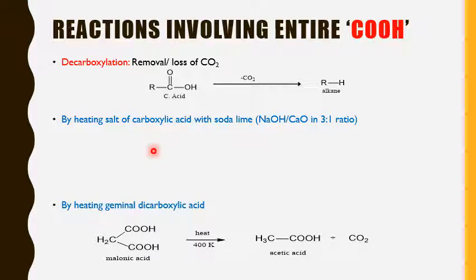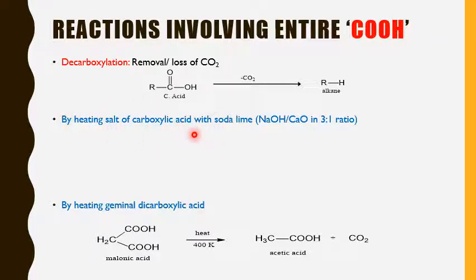First, one method is by heating the salt of a carboxylic acid with soda lime. So, how are the salts of carboxylic acids formed? They are formed by the action of metals or alkalis on carboxylic acid. We have seen where the H of the carboxylic acid is involved.